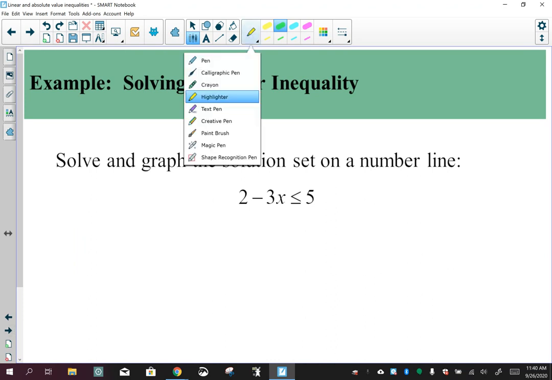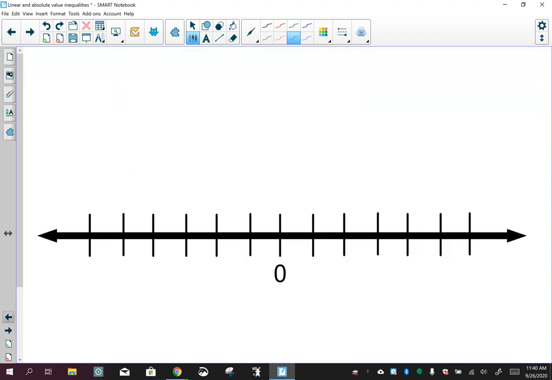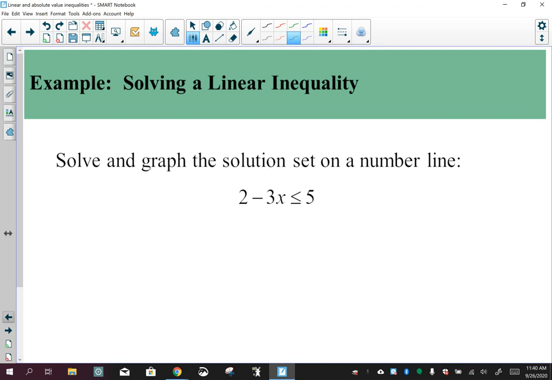So let's look at a couple of these. Solve and graph the solution set on a number line. Okay. So what I want to do is pretend that this is an equal sign and just solve this like normal. Don't go and try to do anything different. Just solve it like normal. Subtract a 2 from both sides.